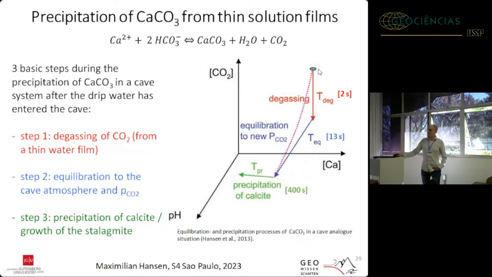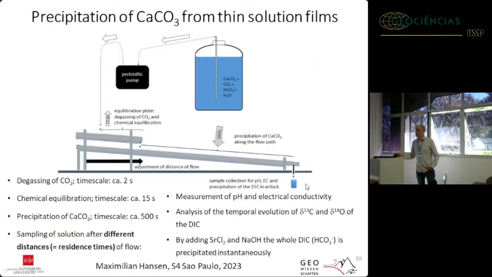And the next step would be the equilibration to the new cave atmosphere and PCO2 of the cave. It's basically the increase of the pH value. So when the water is entering the cave, it's in equilibrium with a high PCO2. Then you get the degassing. And after degassing, all the carbon species will rearrange to the new pH value. And in the end, it will reach precipitating conditions, and then calcium carbonate is precipitated. And all these steps take place on very different timescales, right? And so we try to simulate that in the lab.